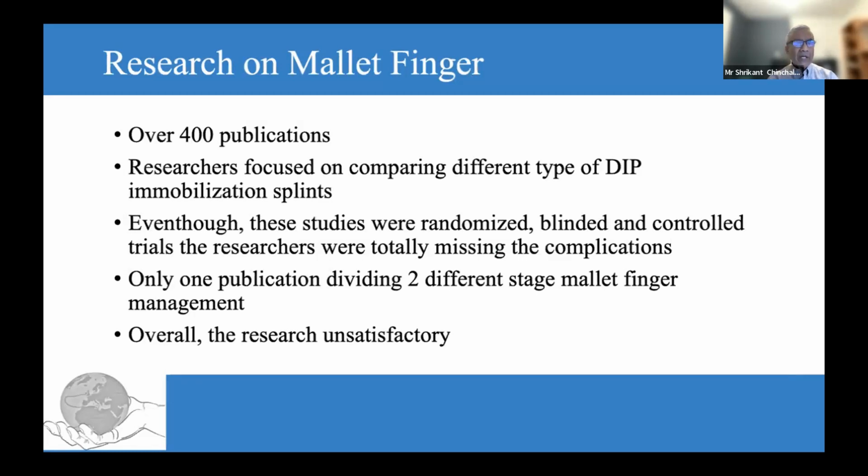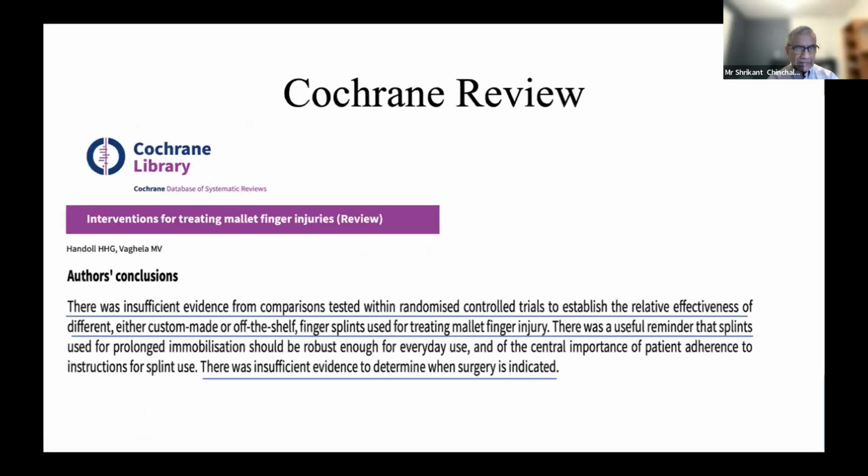There is only one publication that divides the management into two different stages, focusing on specifics that have a stabilization effect for the swan neck tendency. So in general, everybody who looks at these papers and reads them may come out and say that overall the research on mallet finger is very unsatisfactory.